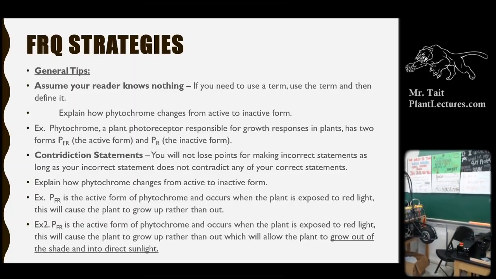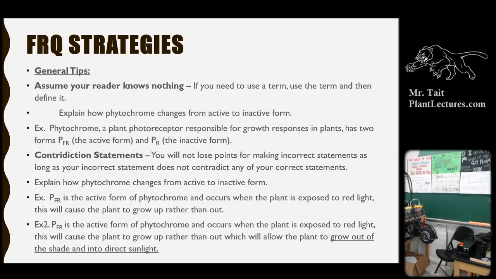So this is what a contradiction statement would look like in biology. If the question was explain how phytochrome changes from active to inactive form, and you wrote PFR is the active form of phytochrome and occurs when the plant is exposed to red light, this will cause the plant to grow up rather than out. Okay? PFR is the active form of phytochrome and occurs when the plant is exposed to red light. That is a correct statement. Good job. This will cause the plant to grow up rather than out. That is incorrect, right? But it doesn't contradict this.